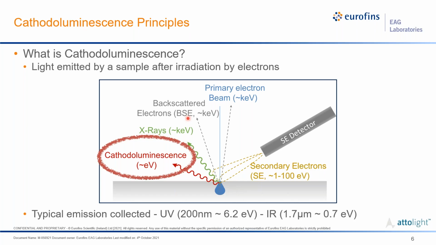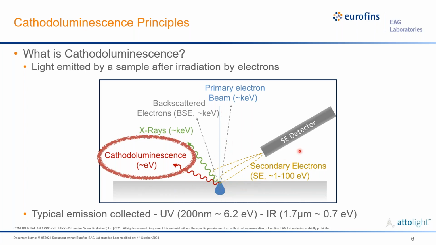So what is cathodoluminescence? Cathodoluminescence is essentially light that's emitted by the sample after irradiation by electron bombardment. And so in our case, we're going to use a scanning electron microscope to provide the primary electron beam, and this is going to be in some kiloelectron volt range, so like 1 kV to 10 or 30 kV, for instance. And then that interaction with the electron with the sample then creates a variety of different analytical signals that we can analyze.